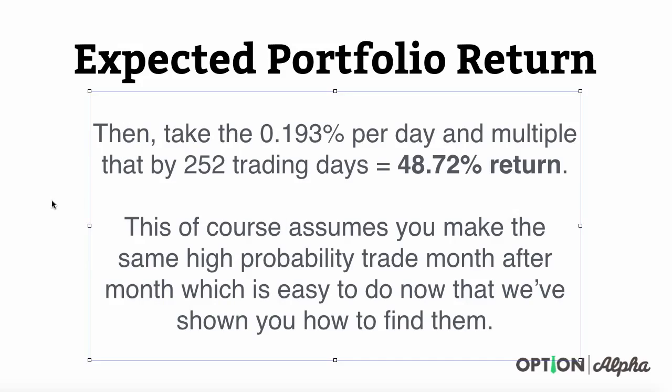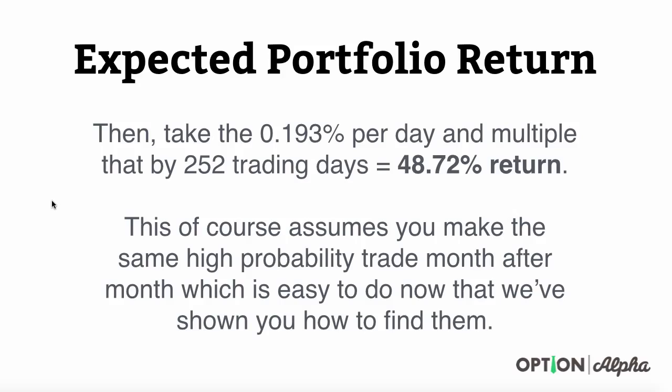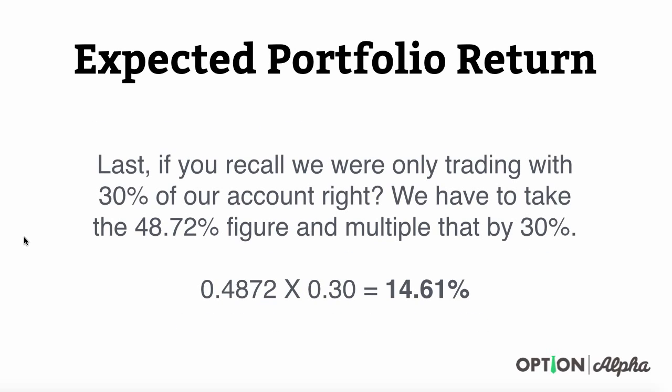Okay, so again, this of course is assuming that you make the same high probability trade month after month, which is easy to do now that we've shown you how to find them. And we just went through how to do it right here on this video. Now, last thing we want to do is, if you recall, we're only trading 30% of our accounts. So we have to take that 48.72% figure and multiply that by 30% because that's how much money we're actually going to invest out of our entire account. So the actual numbers are, you take that 0.4872 times 0.3, which is 30%, and that gets you an annual return of 14.61.